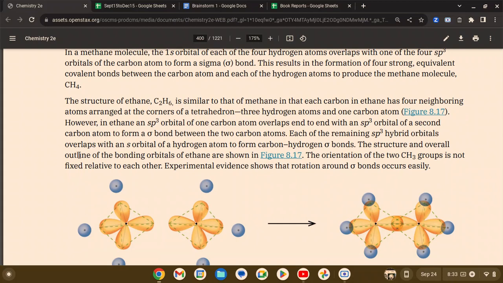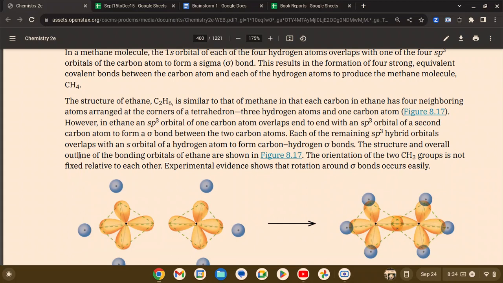The structure of ethane, C2H6, is similar to that of methane in that each carbon in ethane has four neighboring atoms arranged at the corners of a tetrahedron: three hydrogen atoms and one carbon atom. However, in ethane, an sp3 orbital of one carbon atom overlaps end to end with an sp3 orbital of a second carbon atom to form a sigma bond between the two carbon atoms. Each of the remaining sp3 hybrid orbitals overlaps with an s orbital of a hydrogen atom to form carbon-hydrogen sigma bonds. The structure and overall outline of the bonding orbitals of ethane are shown in figure 8.17.